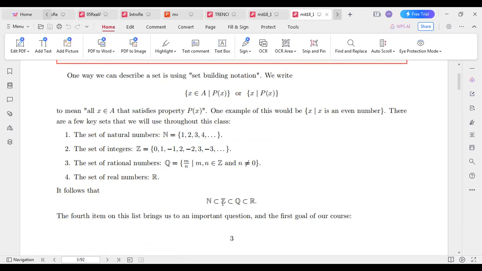This is the integer, that is the integer. So natural numbers are always a subset of the integers, and integers are always a subset of the rational numbers, and rational numbers and irrational numbers are also subsets of the real numbers.